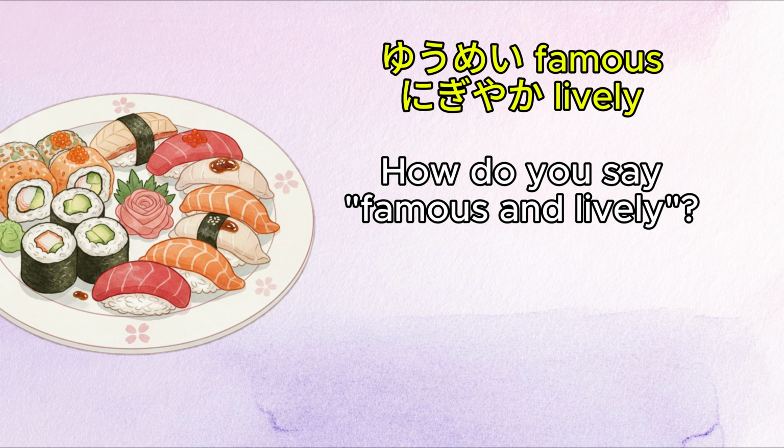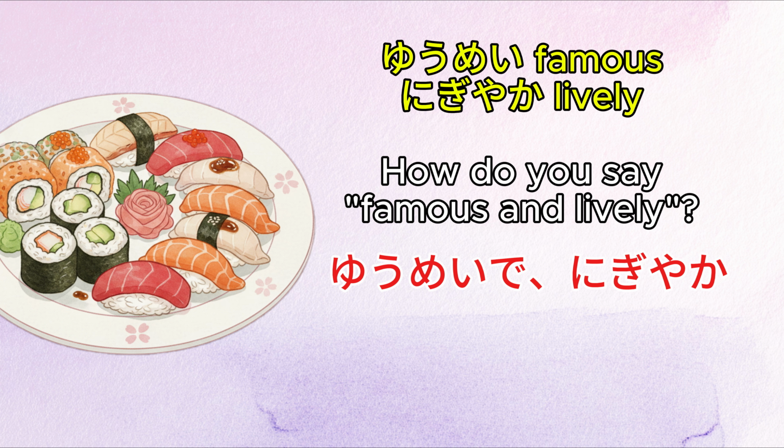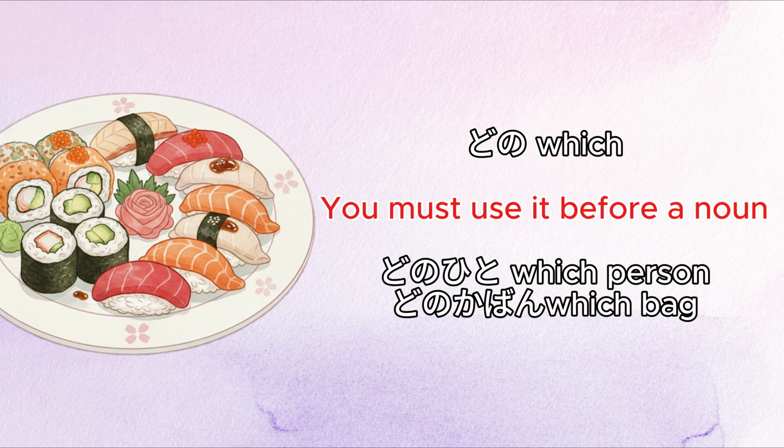The not-adjectives for famous and lively are 有名 and 賑やか. How do you say famous and lively? Think about it. The answer is 有名で賑やか. Excellent. Now let's learn a new question word, どの, which means which.